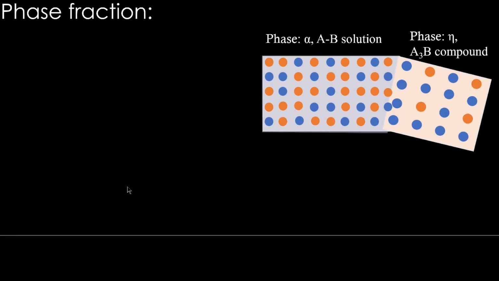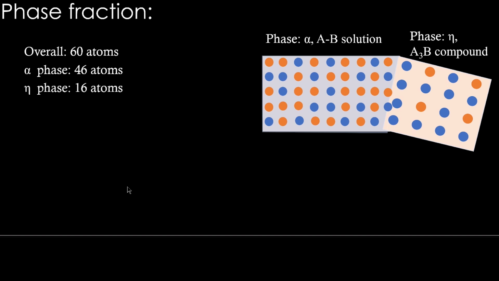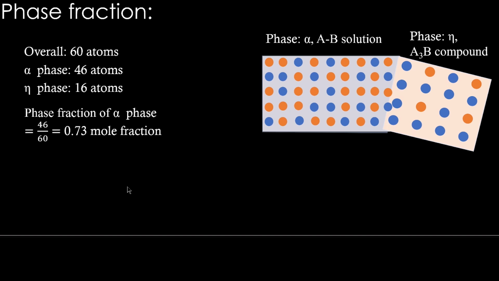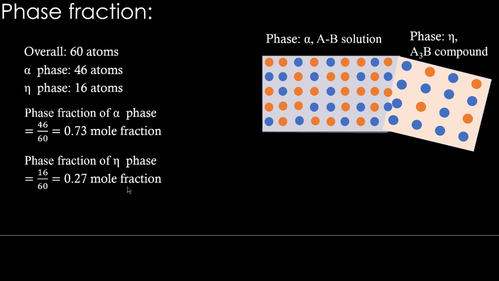Okay? So this is the overall composition and individual phase compositions in this case. Now that we are comfortable with overall and individual phase compositions, there is one more idea related to the microstructure, which is phase fraction. Let us look at that. If we have two phases, what is the individual phase fraction? Overall 60 atoms are there, and the alpha phase has 46 atoms, the eta phase has 16 atoms in total. Therefore, when we talk about the phase fraction of the alpha phase, we can use 46 by 60 and say 0.73 is the mole fraction of the alpha phase, and the phase fraction of the eta phase is 16 by 60, which is 0.27.